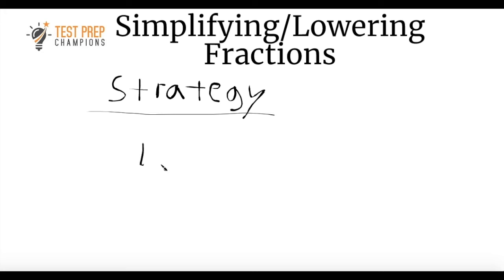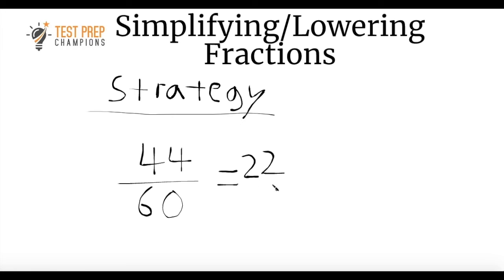All right, so let me give you something else. Let's say that we've got 44 over 60. How would you simplify this? What's the fastest way to simplify this? You could certainly divide both by 2. What's 44 divided by 2? That's going to give you 22. And 60 divided by 2 gives me 30.